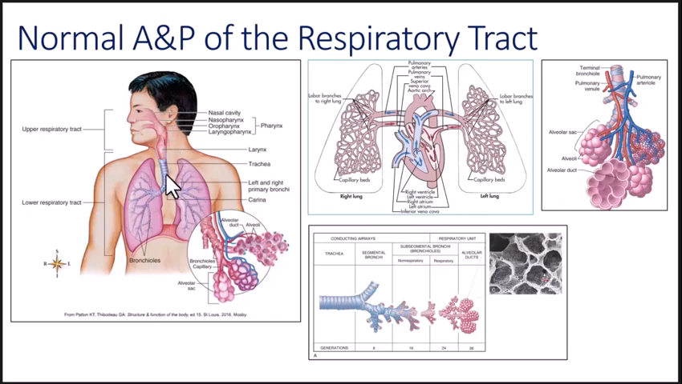The trachea, now that we're getting into our lower respiratory tract, will branch off into a bronchus on either side, which will enter the lungs. And then we have further branches called bronchioles. And then at the very end, we have what are called alveoli, and it's the alveoli that permit gas exchange.